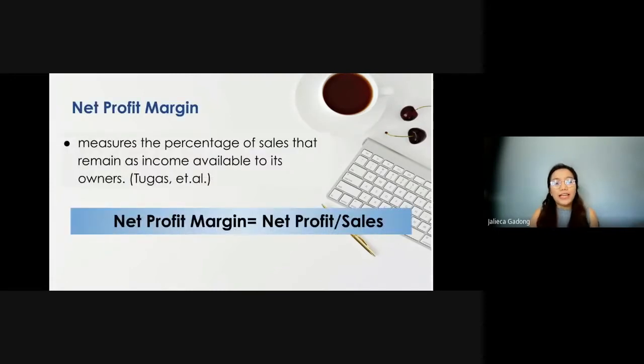So when we talk about net profit margin, it basically measures the percentage of sales that remain as income available to owners. So looking at the definition, it just makes sense that the formula is net profit divided by sales. Okay, because you're basically getting the percentage of what you earned that is available for the people who started the business or the owners.